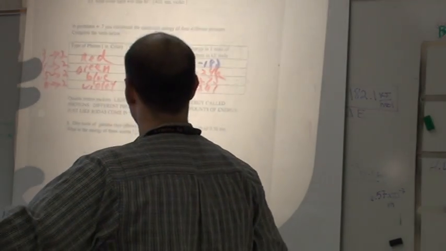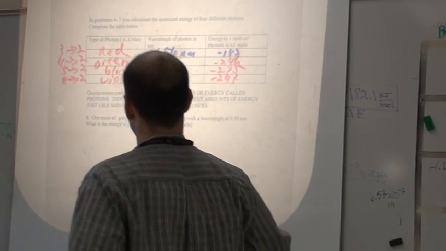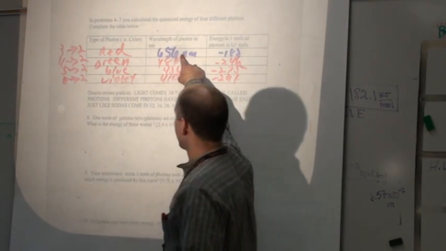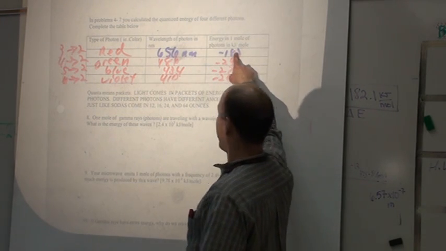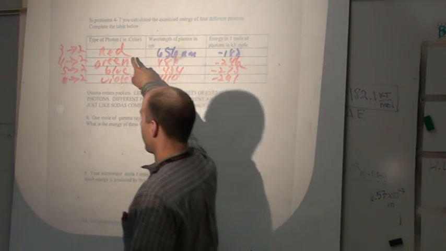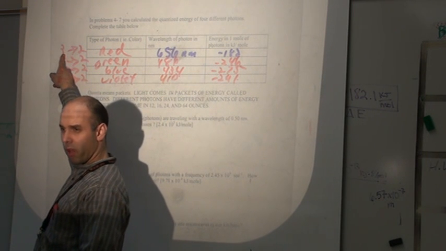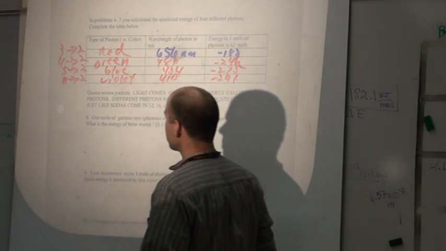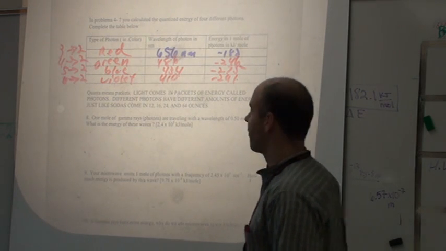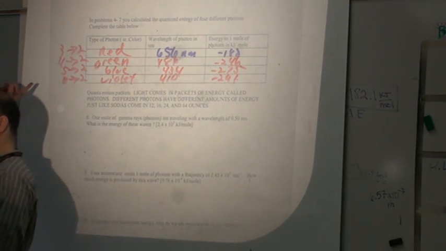And then what you were asked to do is to fill in the chart from answers 4 through 7. So Lilly found out that the wavelength was 656 nanometers with an energy of -182, and the color of light was red. And that was due to an electron falling from the third to the second. For number 5, the electron fell from the fourth to the second.